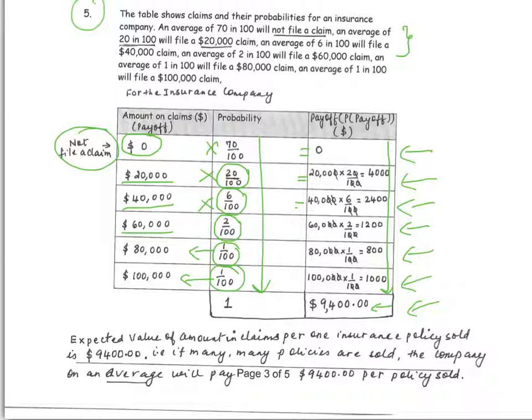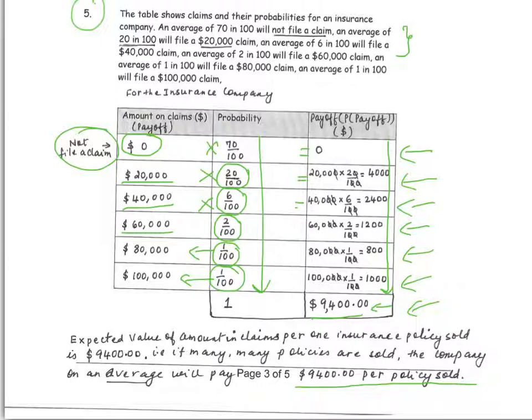So what exactly does expected value mean in this particular context? If an insurance company sells a large number of policies, then the amount of money they can expect to spend on each policy sold would be about $9,400 in claims. So that is $9,400 per one policy sold. This is what their calculations show.